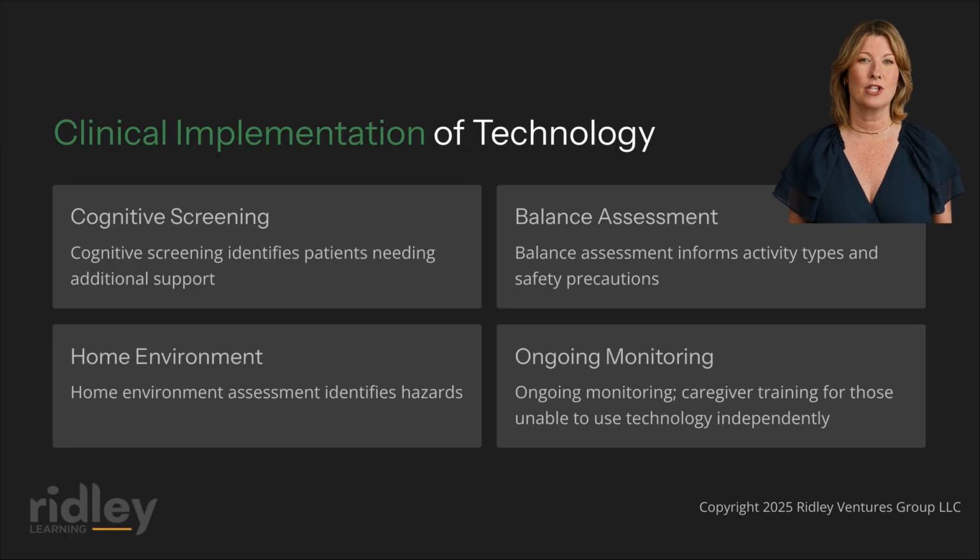Clinicians implementing technology-enabled interventions should carefully assess each patient's capacity to safely engage with the technology being considered. Cognitive screening identifies patients who may require additional support or supervision for technology use. Balance assessment informs decisions about appropriate activity types and safety precautions. Home environment assessment via video or in-person visit identifies hazards that should be addressed before initiating home-based technology programs. Ongoing monitoring during treatment detects adverse events and enables program modification as needed. Caregiver training ensures appropriate supervision and support for patients who cannot safely use technology independently.